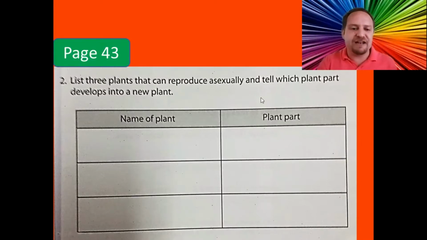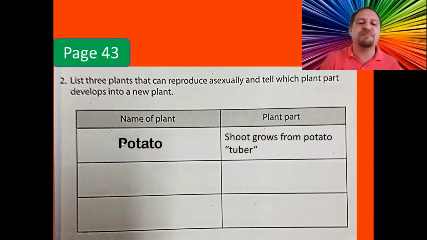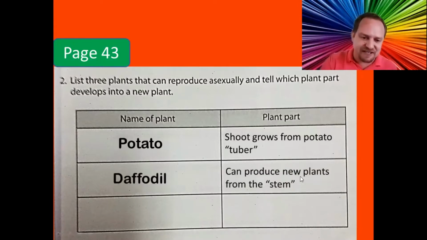So look, we can fill in this part, we can say name of the plant, potato, and in your book, you can find this sentence. It says, shoot grows from potato tuber. Okay, that's just a part of the potato. Let's go on to daffodil.